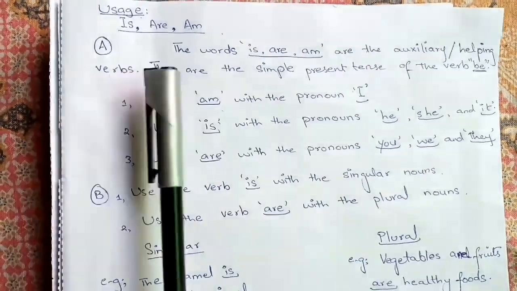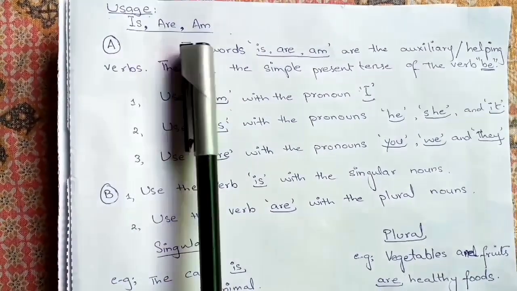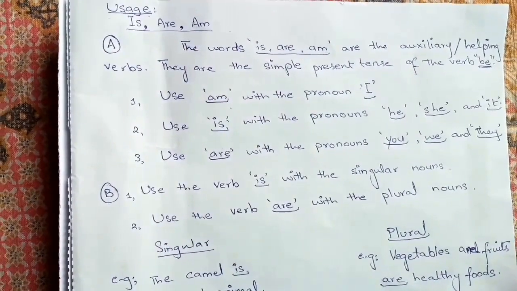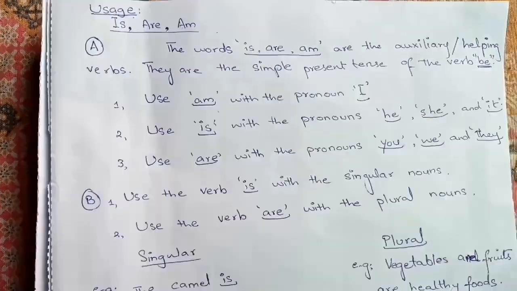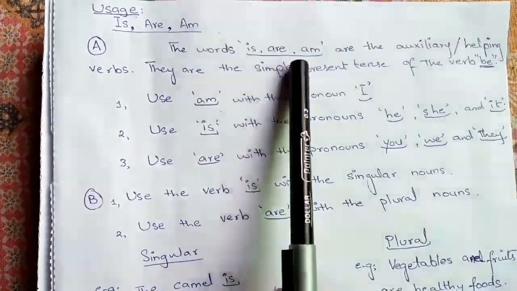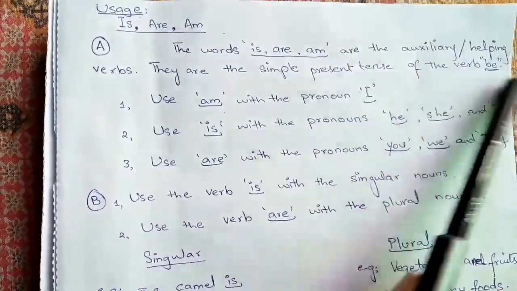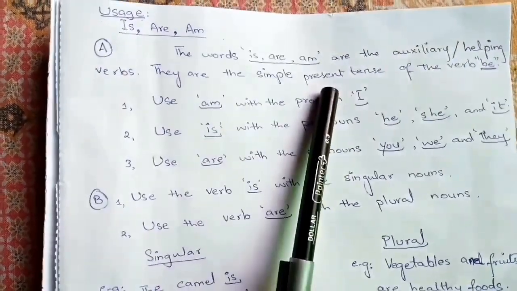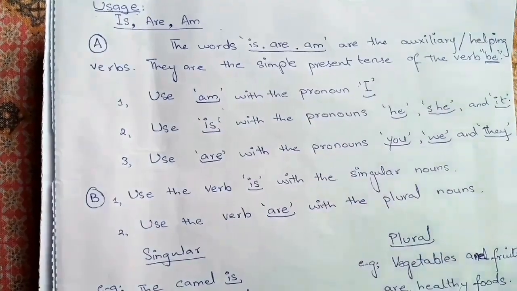Now I will discuss the usage of these words is, are, am, that where you have to use these kind of words. The words is, are, am are the auxiliary or the helping verbs. They are the simple present tense of the verb be.